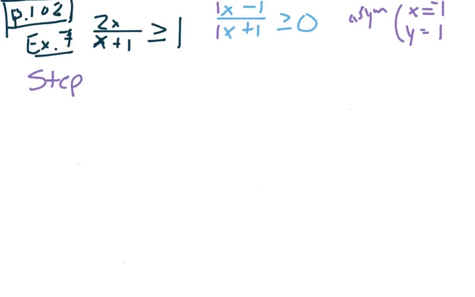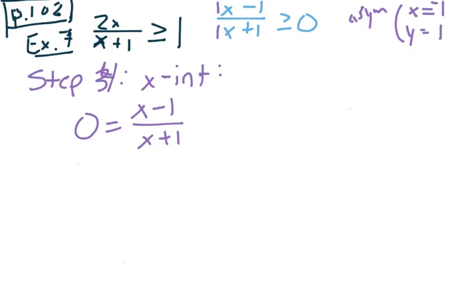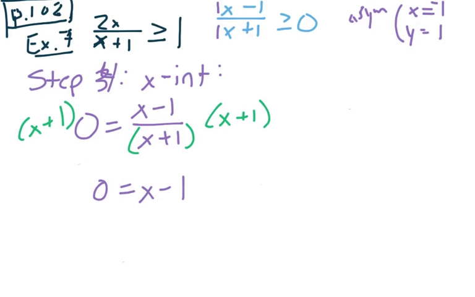So step 4 is the x-intercept. So we'll take 0 and set it equal to this fraction. We're going to multiply both sides by the denominator to cancel it out. That gives us 0 is equal to x minus 1. We'll add 1 to both sides, and we get x equals 1. Remember, that's the point 1, 0.